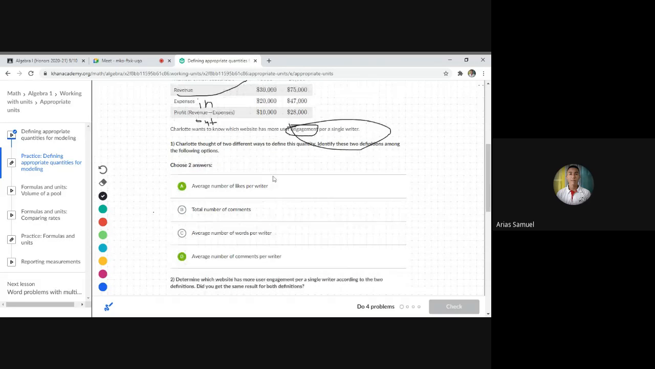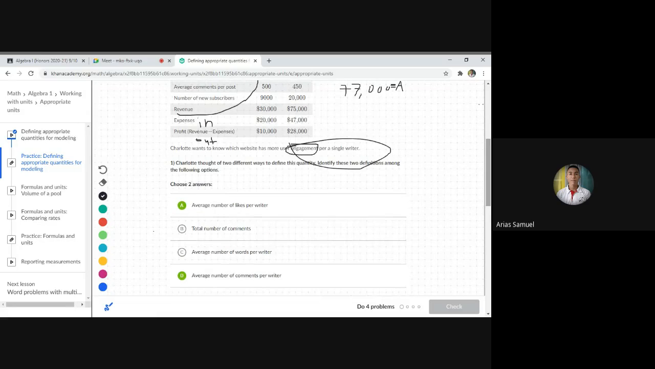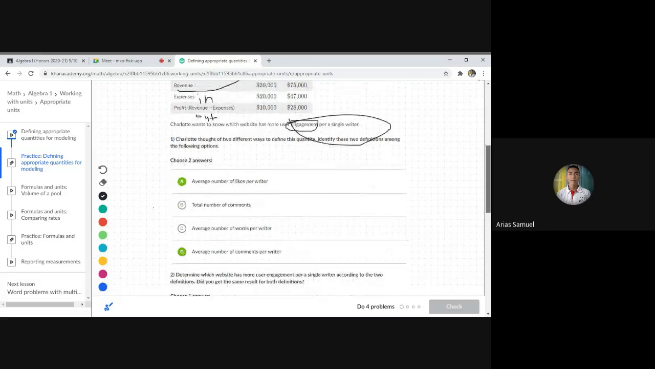It says average number of likes per writer, total number of comments, average number of words per writer, and average number of comments per writer. If you think about engagement, average number of likes per writer would be the right option. If the crowd likes it, they're going to hit the like button. And if you think about the average number of comments per writer, when people comment, that is engaging as well. So that's why I chose those two answers.